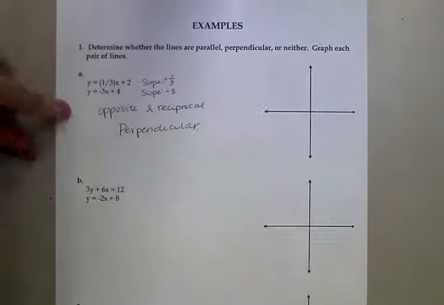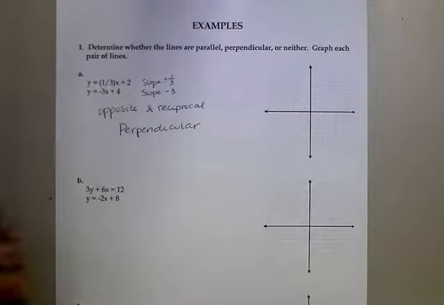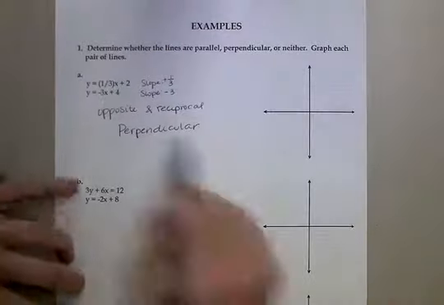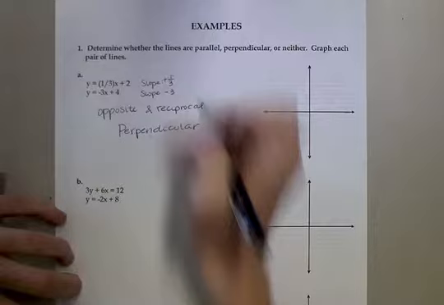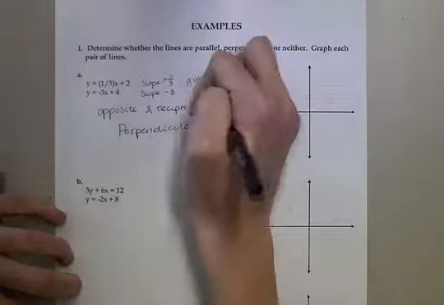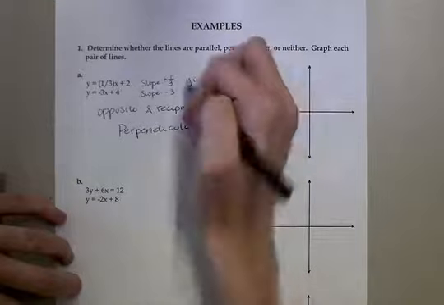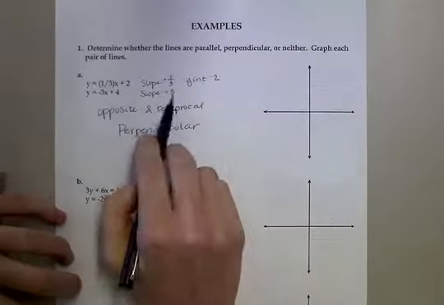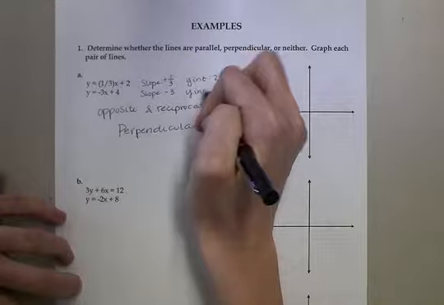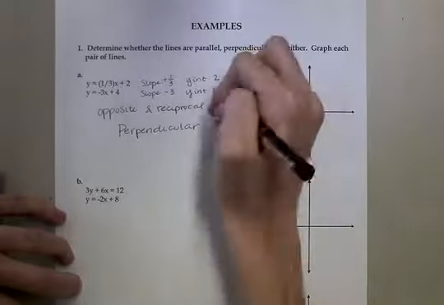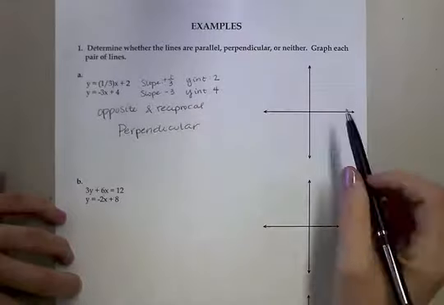Let's go ahead and graph these. All right, so the slope on the first equation was 1/3, and our y-intercept was 2, a positive 2. And our second equation, our slope is -3, and our y-intercept looks like +4. Let's go ahead and graph our first equation.